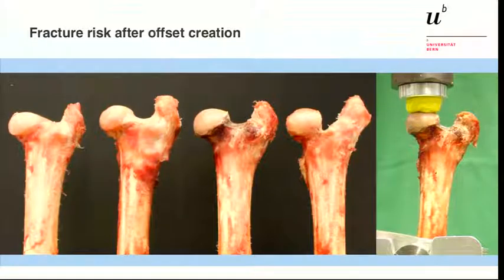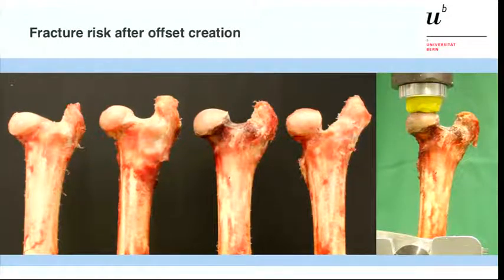How about the fracture risk after offset creation? We did a similar study in sheep hip, as was done by Mardones some 15 years ago, I think. So we took some kind of staged offset creation, 3 millimeters, 6 millimeters, and 9 millimeters. This looks really not normal anymore, but we wanted to know where exactly is the risk, or which ones of those corrections really bear a high fracture risk.